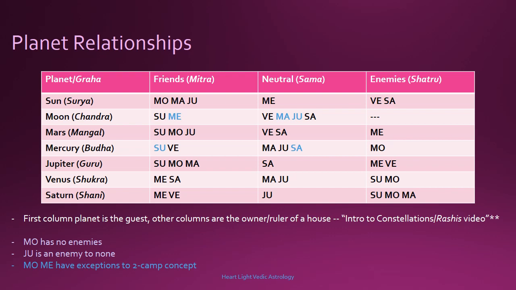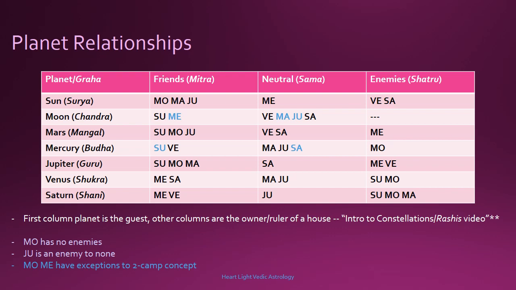Okay, so let's look at the Moon now. If the Moon is in a house ruled by the Sun, which is Leo, the only house the Sun owns or rules, then it would be in a friend sign and it would be supported and stronger. Make sure you don't confuse the house getting stronger with the planet occupying the house getting stronger. It's the planet occupying the house that gets stronger, weaker, or neutral.